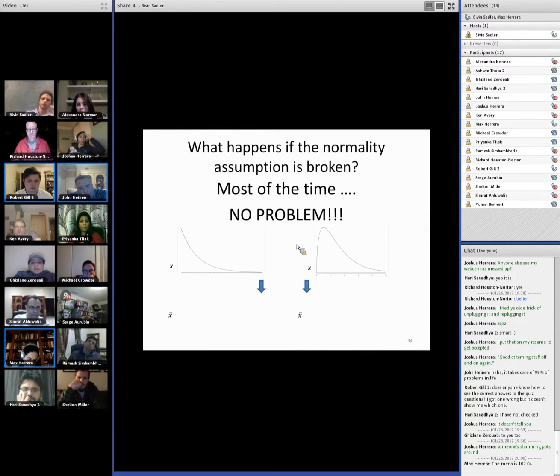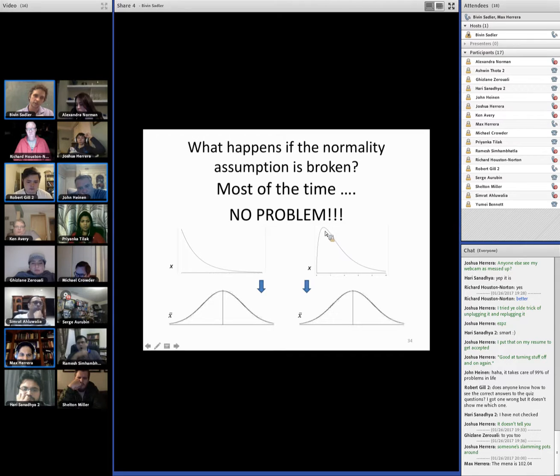So, okay, here's the big picture. What happens if the normality assumption is broken? That's what we want to know. We've already discussed this. If we sample big enough, and that's a good point, how large is large enough? But if we do sample large enough, this looks pretty darn right skewed, so this one might need way more than 30.